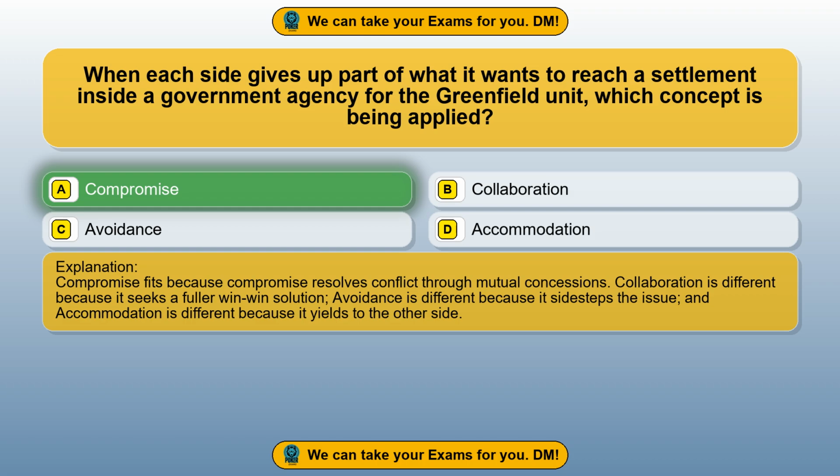Compromise fits because compromise resolves conflict through mutual concessions. Collaboration is different because it seeks a fuller win-win solution. Avoidance is different because it sidesteps the issue, and accommodation is different because it yields to the other side.